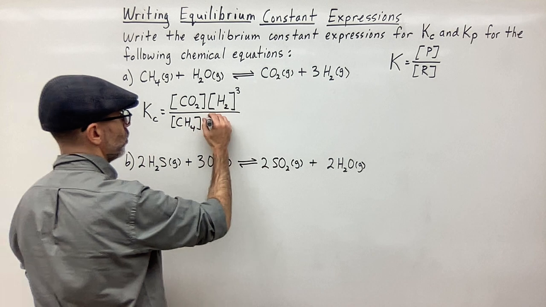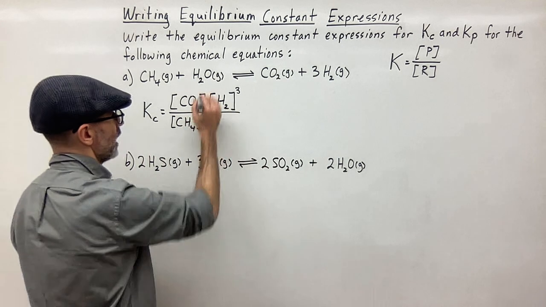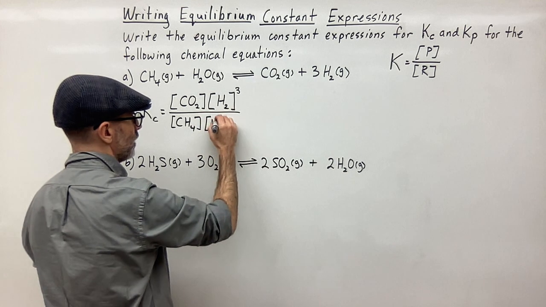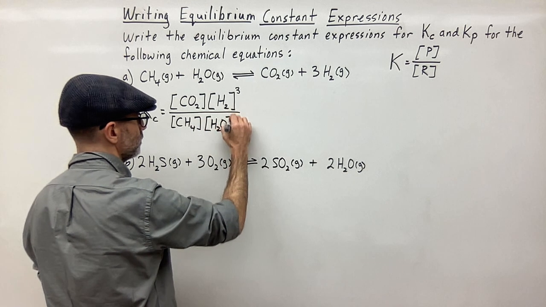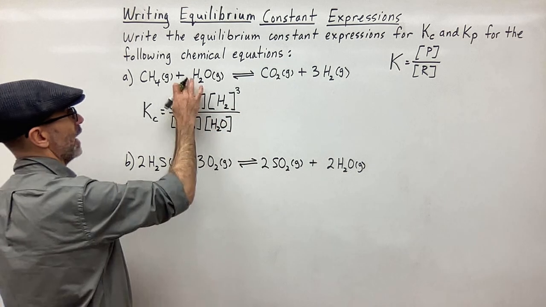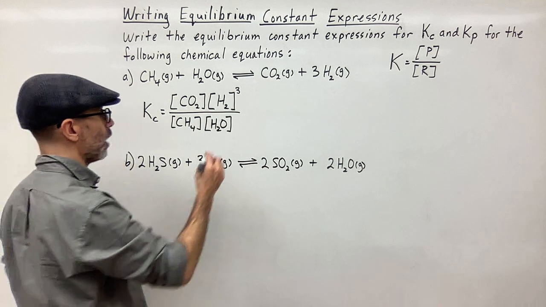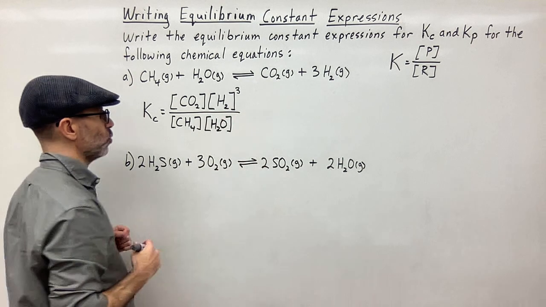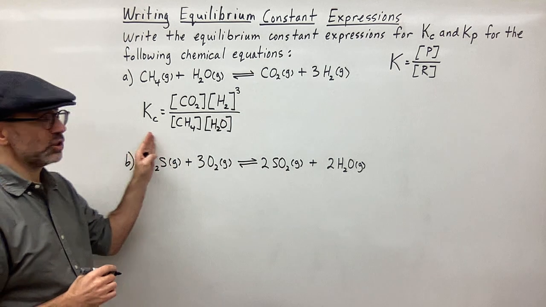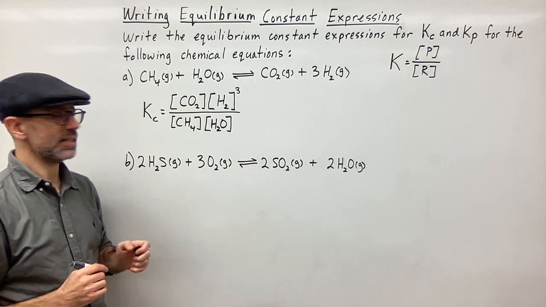Again, we're not writing ones. And then we have the concentration of H2O. And that has a 1 coefficient. So that's also going to have a 1 power or 1 exponent. So again, it's going to be 1. We don't write the ones. So this would be the expression of Kc.